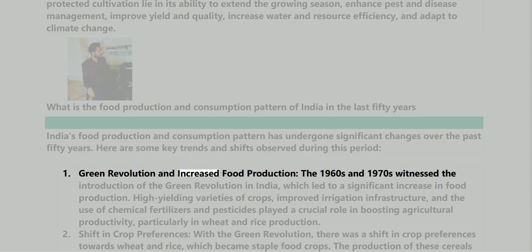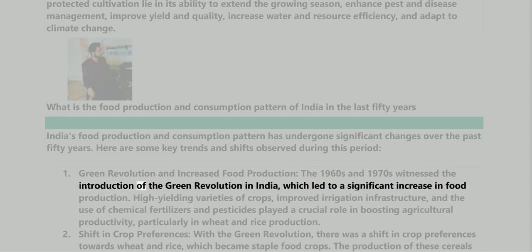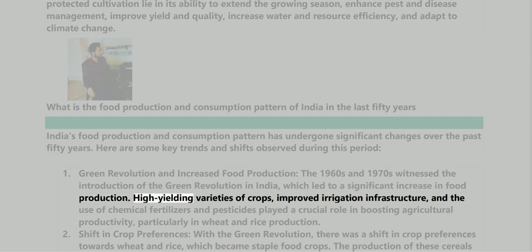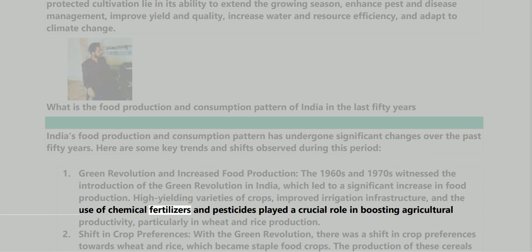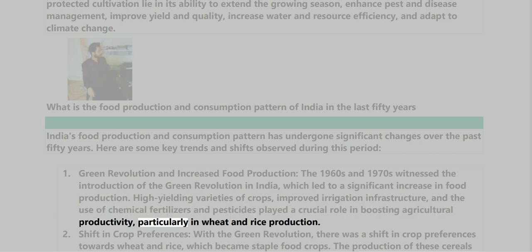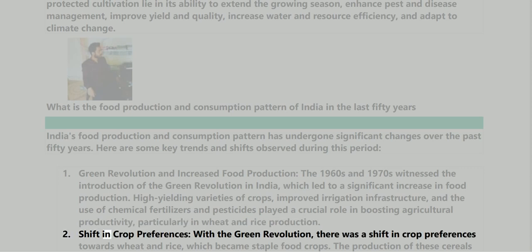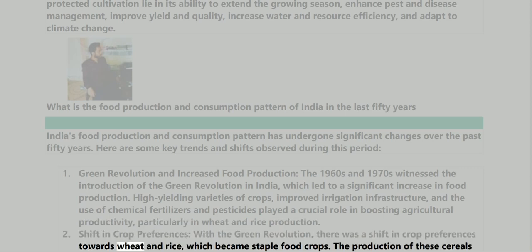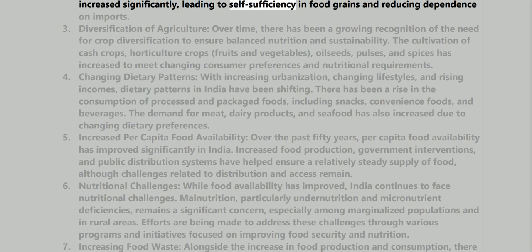The 1960s and 1970s witnessed the introduction of the Green Revolution in India, which led to a significant increase in food production. High-yielding varieties of crops, improved irrigation infrastructure, and the use of chemical fertilizers and pesticides played a crucial role in boosting agricultural productivity, particularly in wheat and rice production. 2. Shift in crop preferences. With the Green Revolution, there was a shift in crop preferences towards wheat and rice, which became staple food crops. The production of these cereals increased significantly, leading to self-sufficiency in food grains and reducing dependence on imports.